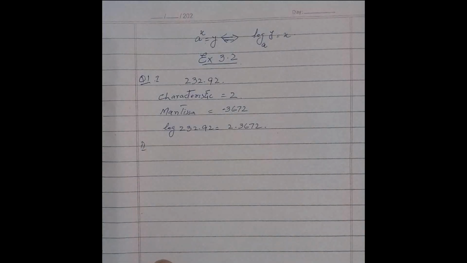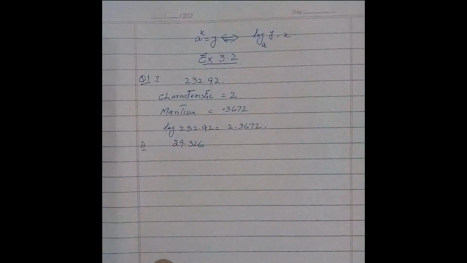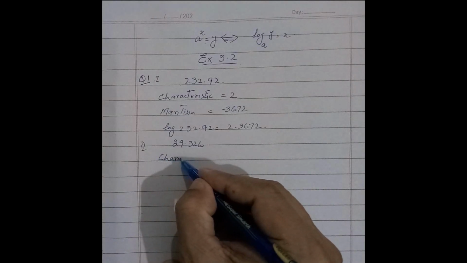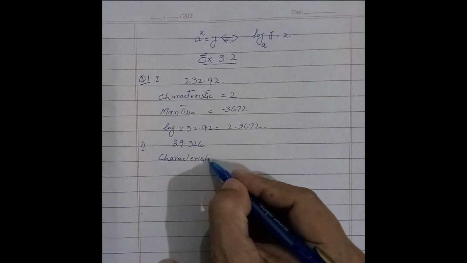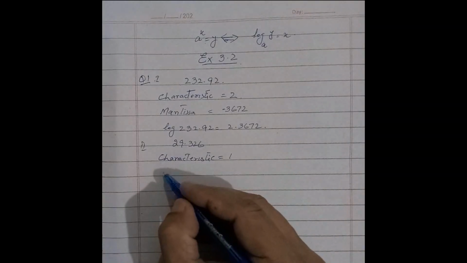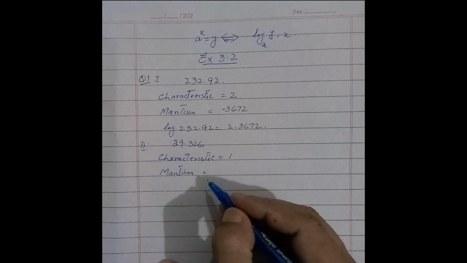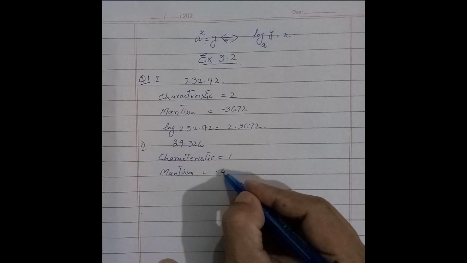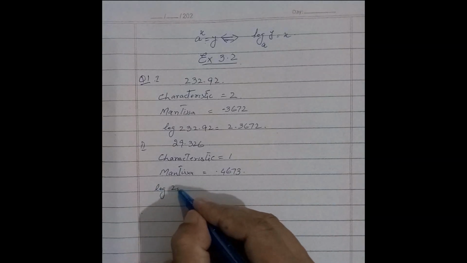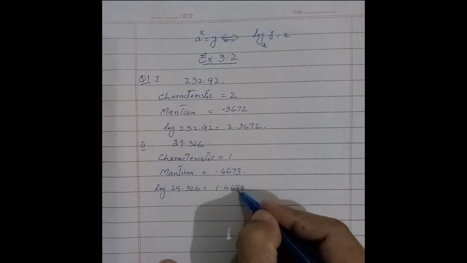And the second part is 29.326, in which we first take the characteristic, which is 1, and the mantissa is 0.4673, and hence log 29.326 is equal to 1.4673.